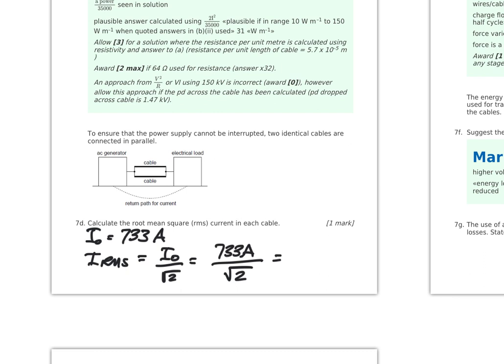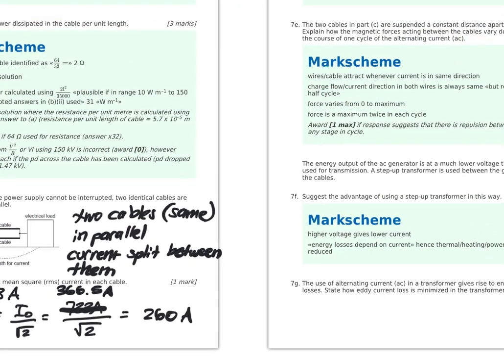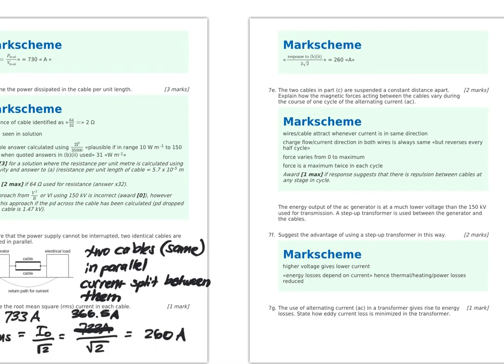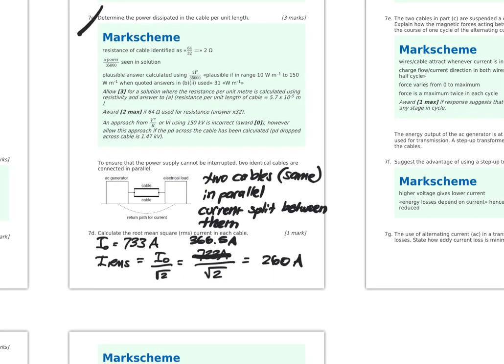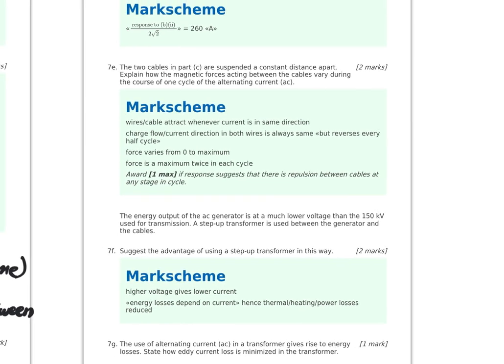So if the current is split between them, and it says find the root mean square current in each cable, it's not 733 amps. It's 733 divided by 2, which is 366.5 amps. And then divide that by radical 2. And that is 260 amps RMS current. That agrees with the mark scheme. Gotta read the question. Alright, now we have 7E.